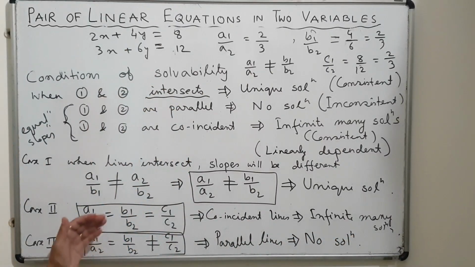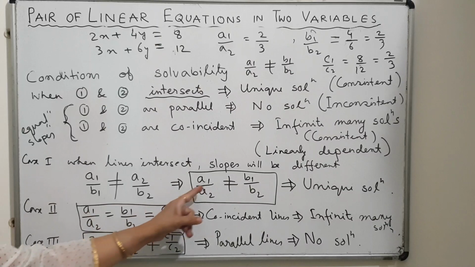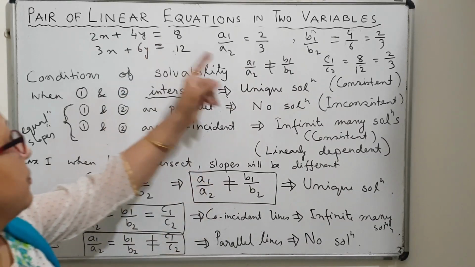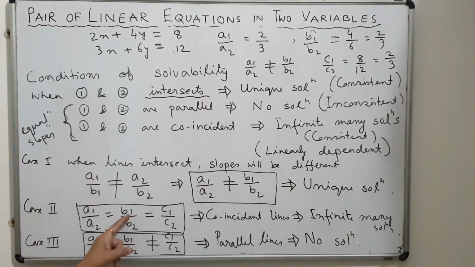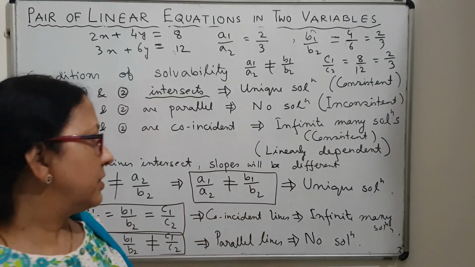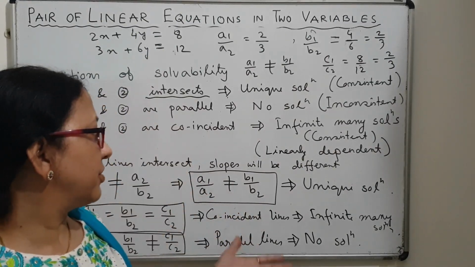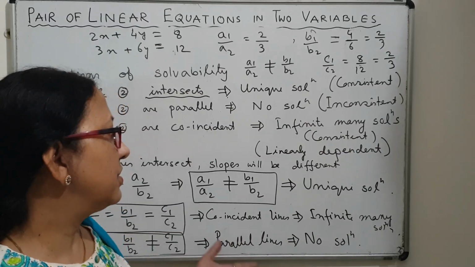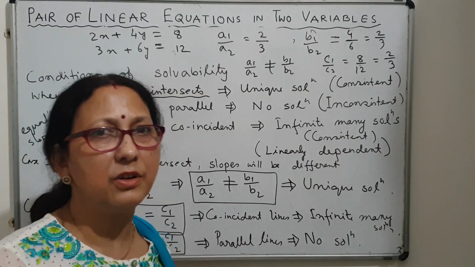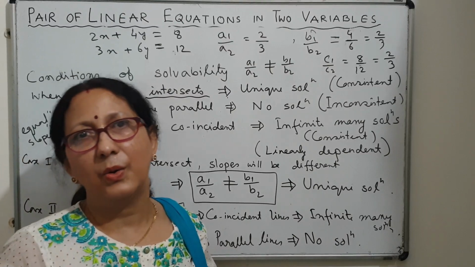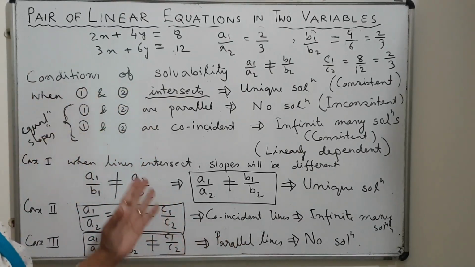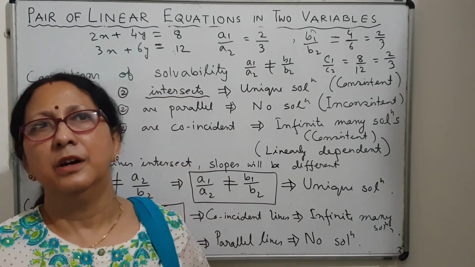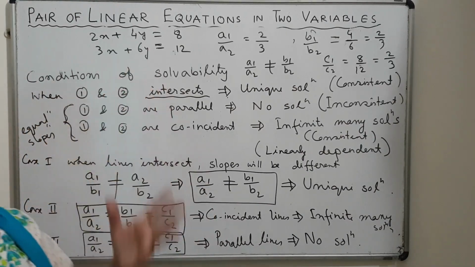So without plotting the graphs, just looking at the coefficient values, the ratio of the coefficients, and checking this condition, we will be able to say about the nature of solutions, whether it will be consistent or inconsistent, and if it is consistent, whether it will have unique solution or infinite many solutions.